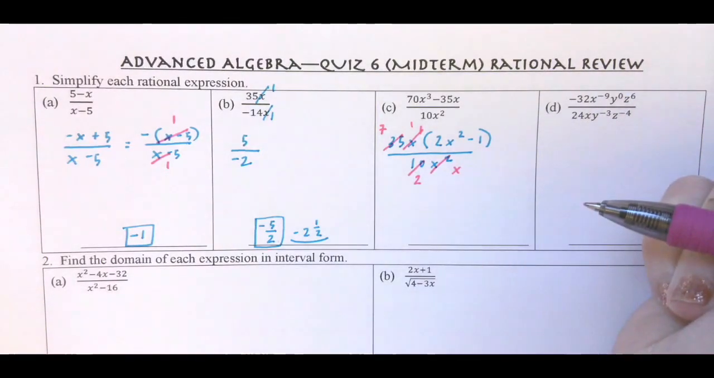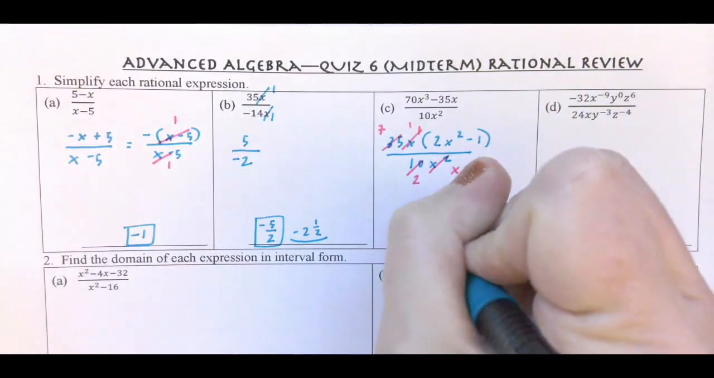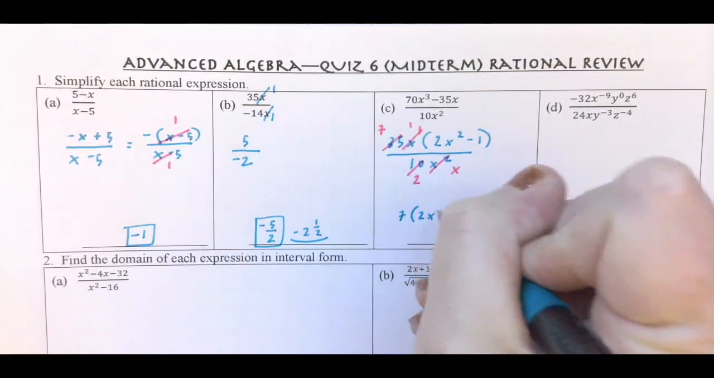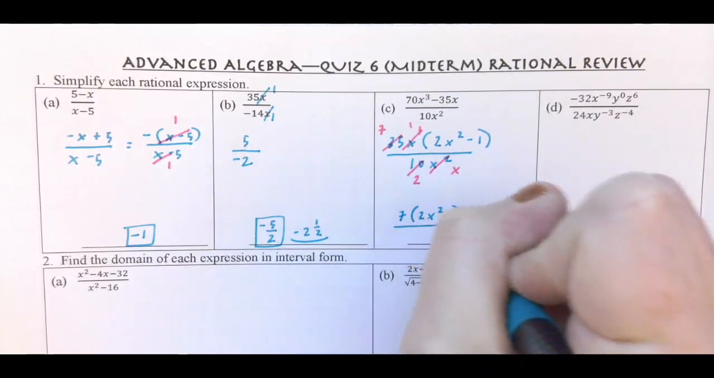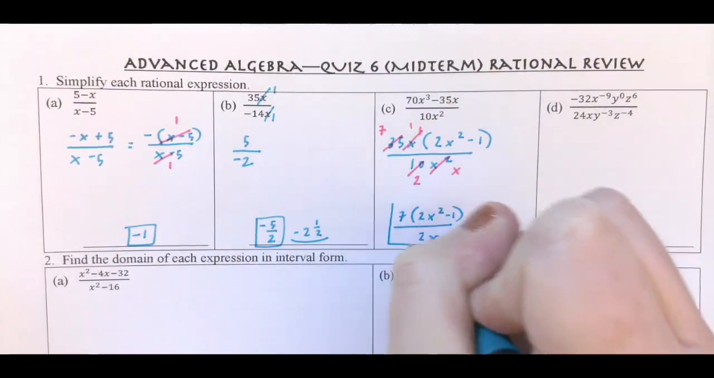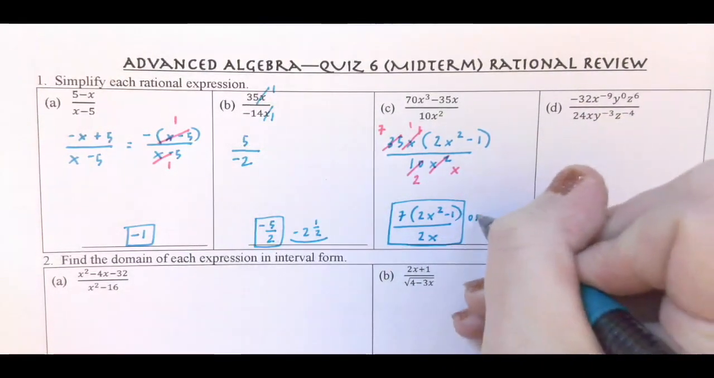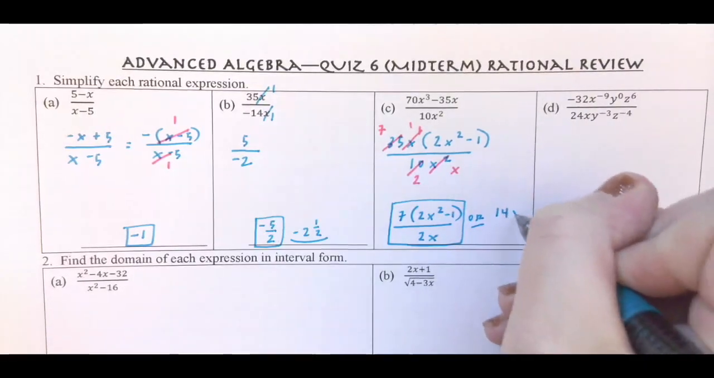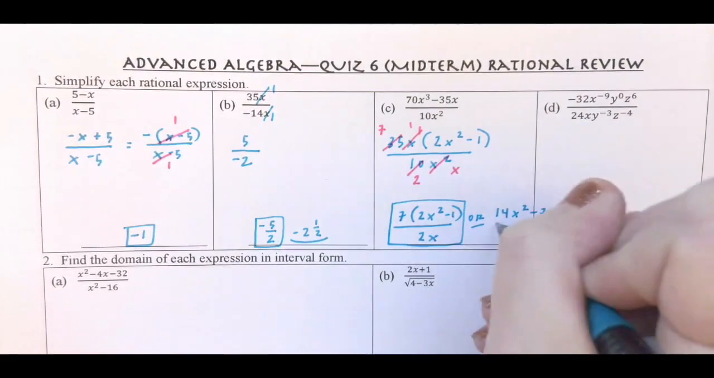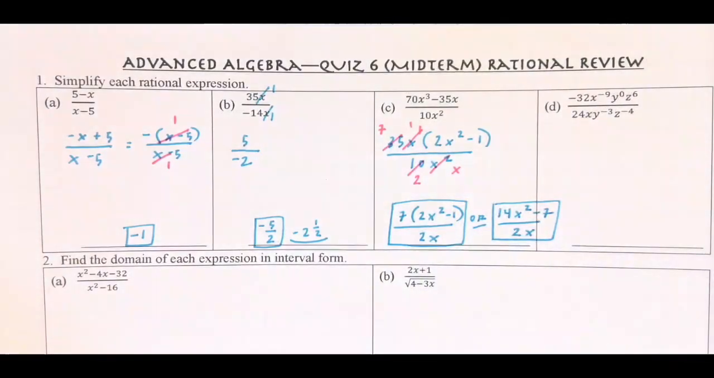All right, that looks like that's all I can do. So you can leave it as 7 times 2x squared minus 1 all over 2x, right? That's fine. Leave it factored, no problem. Or distribute out the 7. We'll take it as 14x squared minus 7 over 2x as well. Both of those formats are fine.